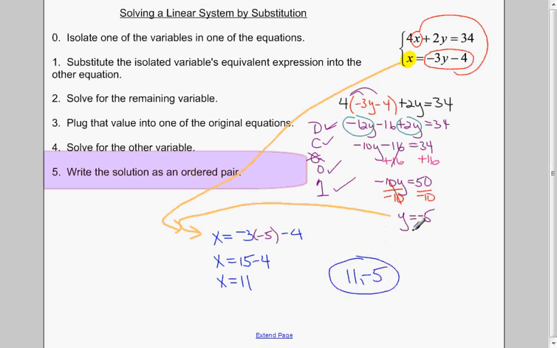Graphically, this is where these two lines intersect, okay? And furthermore, what it means is if I took the x values and y values and put them in both equations, I would get two true statements. That's what it means to solve, which you should understand by the time you've gotten to this method.